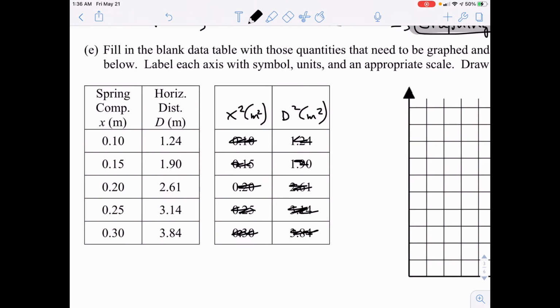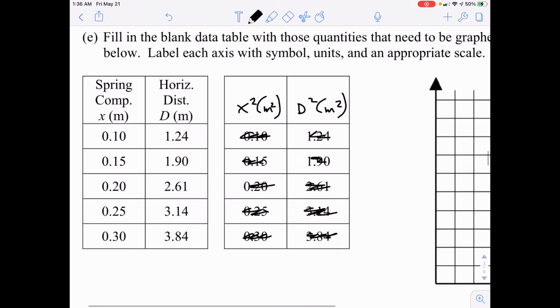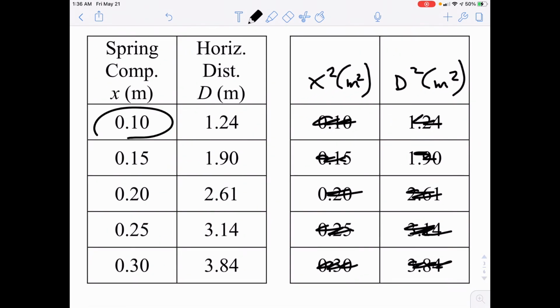If I square 0.1, I get 0.01. If I square 0.15, I get 0.0225. If I square 0.2, I get 0.04. Squaring 0.25, I get 0.0625. And if I square 0.3, I get 0.09.